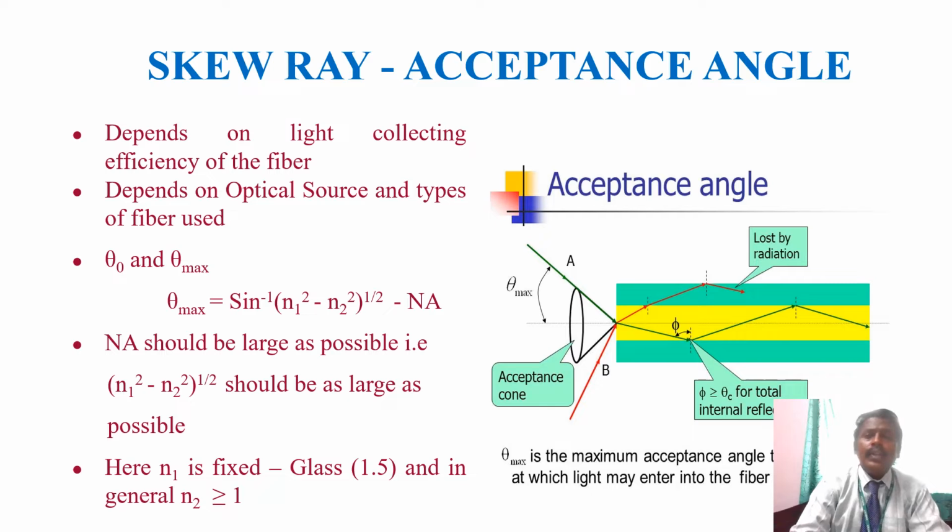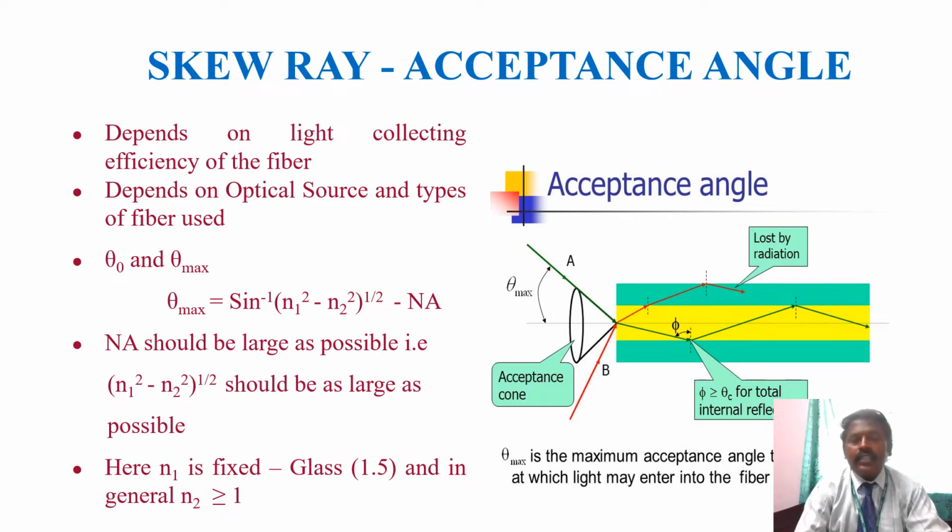Okay, then the skew ray acceptance angle. We know that the skew ray does not follow the axis of the fiber, so because of that characteristic, we should derive the acceptance angle for the skew ray. It will not satisfy the condition of the meridional ray, so we should derive the equation for the acceptance angle for the skew ray. It depends upon the light collecting ability of the fiber, and on what type of source and what type of fiber we are using.